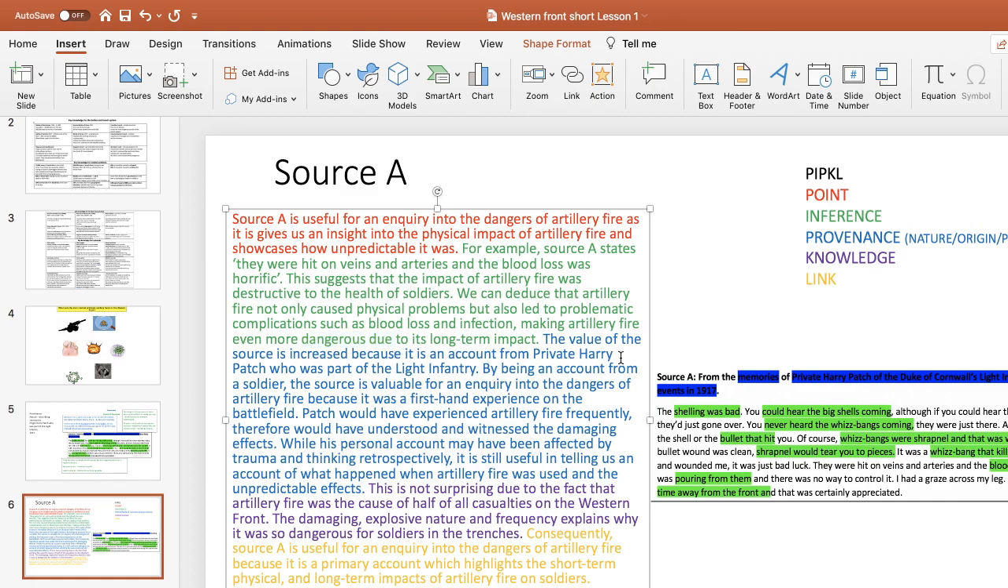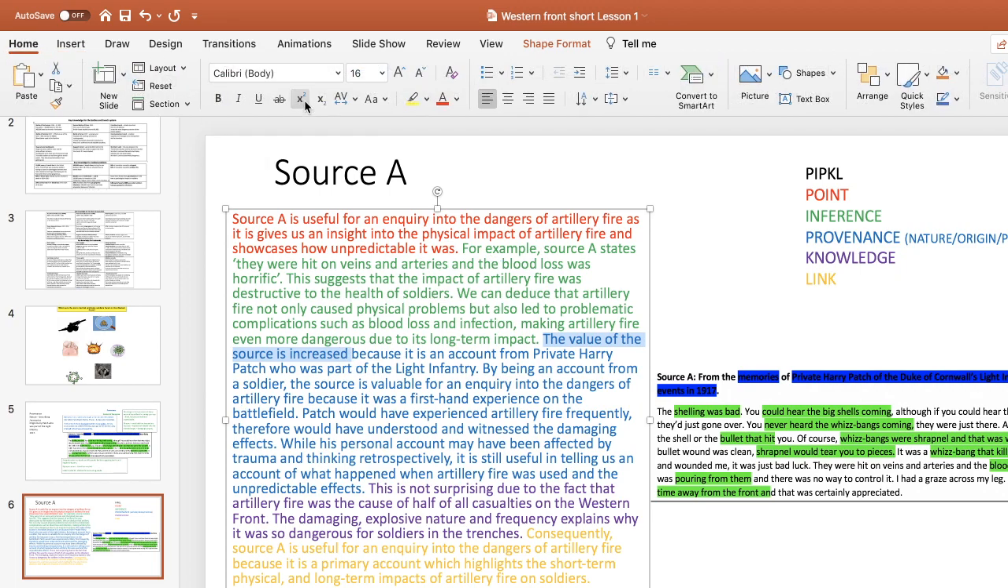Now I'm going to move on to provenance. The value of the source, which is our sentence starter, is increased. I'm saying it's increased because it is an account from Private Harry Patch, who was part of the light infantry. That's not enough to get me any marks, just telling you who wrote it or where it's from. This is the part that's important. By being an account from a soldier, the source is valuable for an inquiry into the dangers of artillery fire. This is the important part.